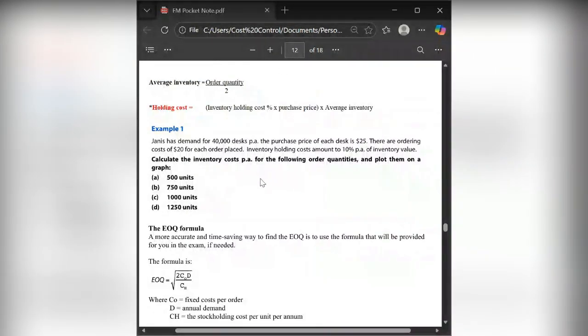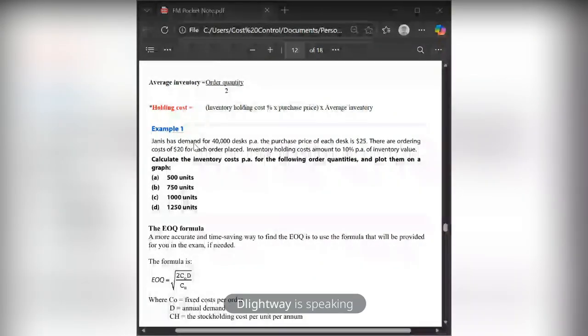Okay, so our question says, Janice has demand for 40,000 decks per annum. Now, I want us to be breaking it down as we move forward, just as we are raising, immediately we read the questions, each line of the questions. Janice has demand for 40,000 decks per annum.